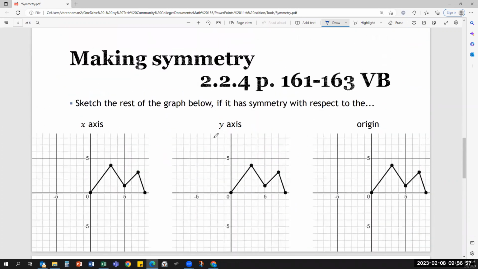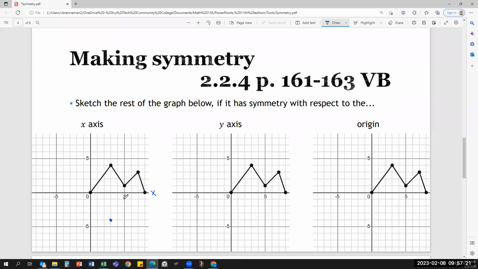All right. So some other things we can do. If we know the symmetry and we have part of the graph, we can fill it out. You probably did stuff like this even as a kid on a restaurant menu, where you have half the picture and you're supposed to finish the picture. So the first one, we have x-axis symmetry. Then we need to have the matching pieces that are above. We need to match them up below.